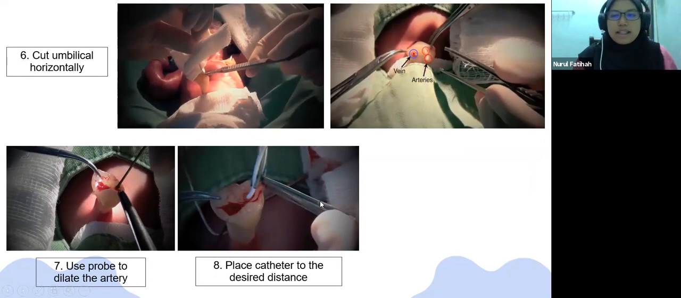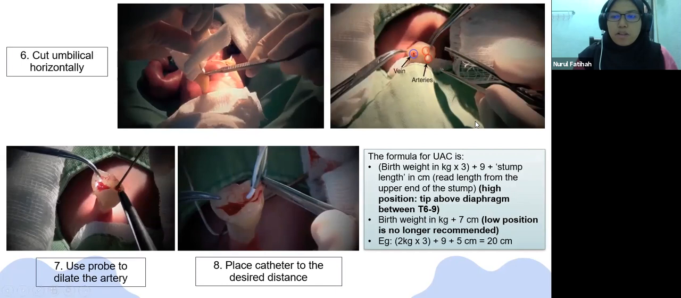So what is the desired distance? It is the formula for umbilical artery catheterization. This is the formula: birth weight in kilograms times 3 plus 9 plus thumb length in centimeters. This one is for the high position, which is the preferred position. The second formula is for the low position, however, it is no longer recommended. So for example, this patient is 2 kilograms, you times 3, you get 6, plus 9, and then you plus thumb length. Let's say the thumb length is 5 centimeters, so you get 20 centimeters. So you should insert the catheter up to 20 centimeters.